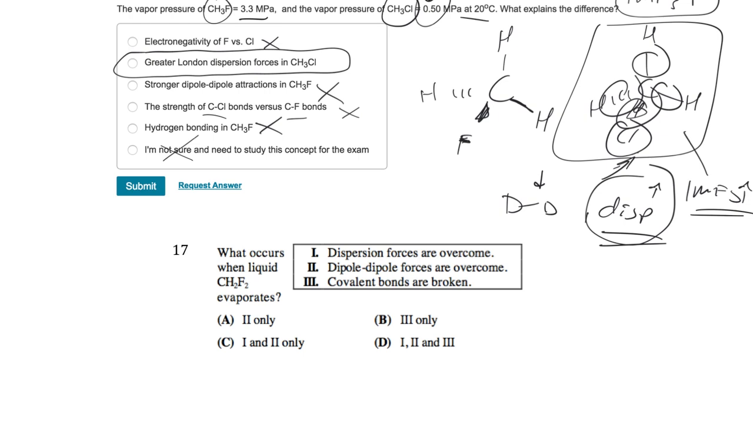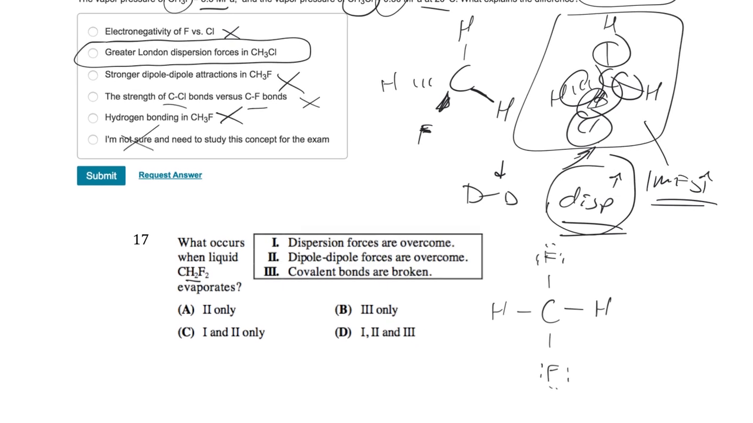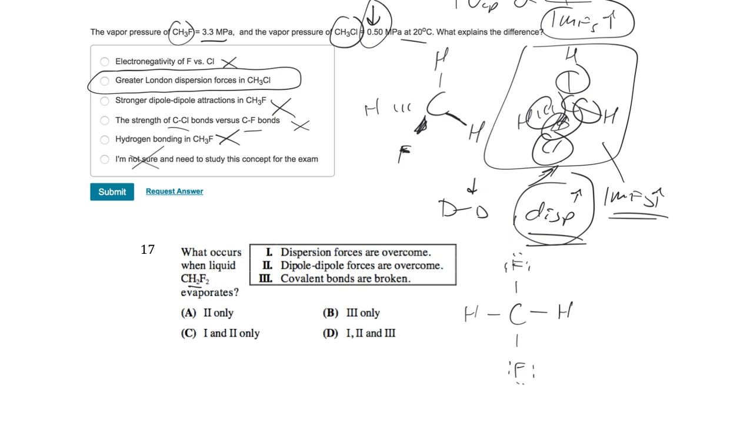So what happens when CH2F2 evaporates? Do we have dispersion forces overcome, dipole-dipole forces, or covalent bonds broken? Imagine you have a liquid sample of CH2F2. If I'm thinking of a Lewis structure, and I'm intentionally drawing the Lewis structure this way, hopefully we spot it as being tetrahedral right off the bat. But if you're not sure if it's tetrahedral or not, you start by drawing a Lewis structure, giving electrons to the fluorine atoms.